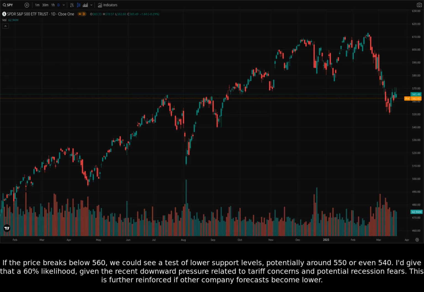If the price breaks below 560, we could see a test of lower support levels, potentially around 550 or even 540. I'd give that a 60% likelihood, given the recent downward pressure related to tariff concerns and potential recession fears. This is further reinforced if other company forecasts become lower.